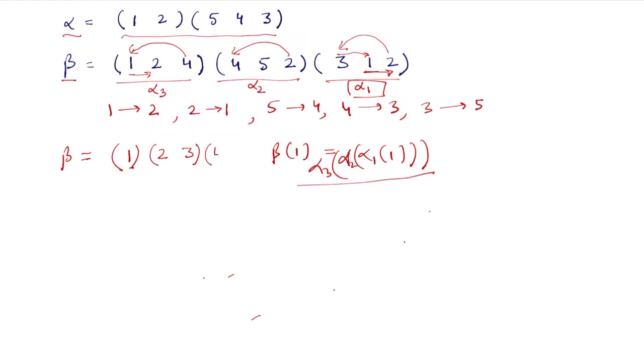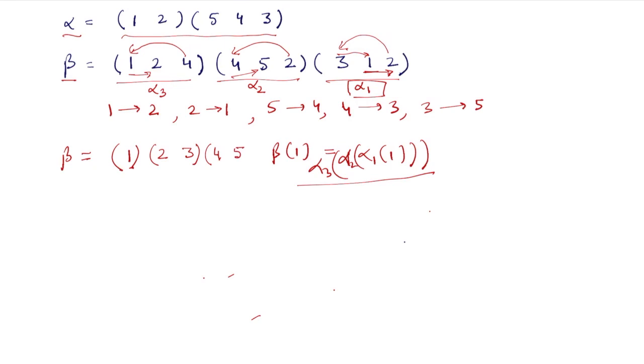Now we take the next symbol 4. In alpha 1, 4 goes to 4. In alpha 2, 4 goes to 5. And in alpha 3, 5 goes to 5. So 4 goes to 5 under beta.